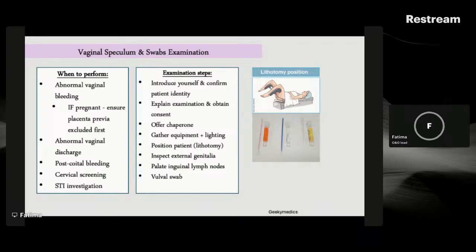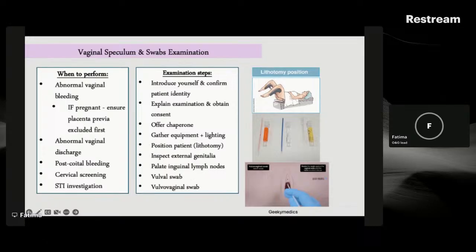And then you're doing vulval swabs. Vulval swabs, it's literally the vulval area, which is the outside. You're swabbing for any vulval ulcers to exclude syphilis or herpes, for example. And then you do a vulvovaginal swab, which is from the vulva into the vagina, basically the introitus kind of area. And again, this is to look for any chlamydia or gonorrhea.